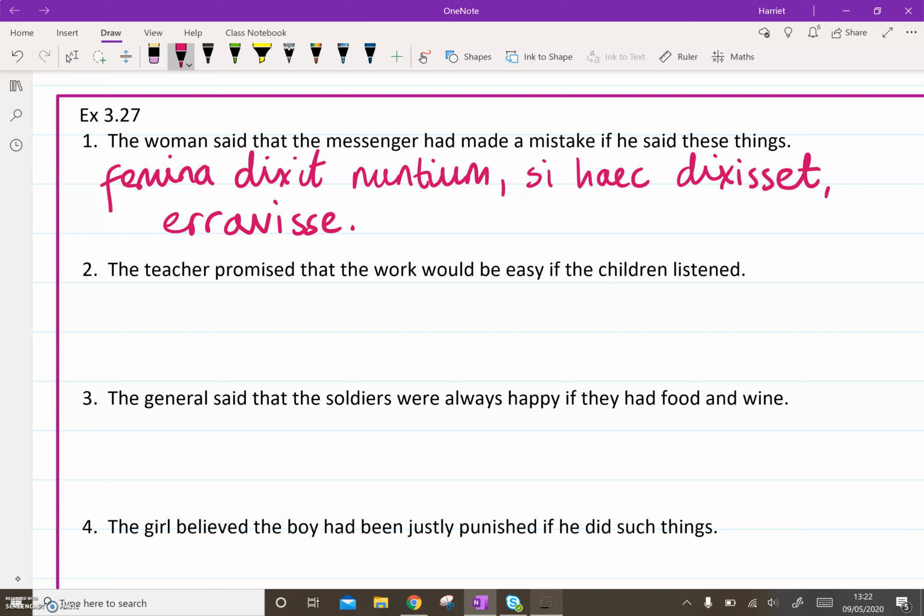Okay, so again, we've got this horrible thing going on with the pluperfect subjunctive dixisset where we're not translating it as had, but we are translating it in essence of it's a completed action, it's done.